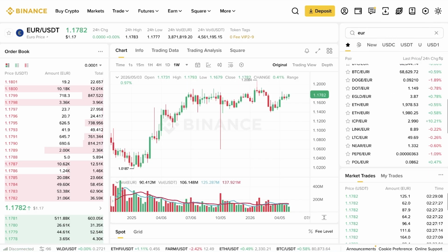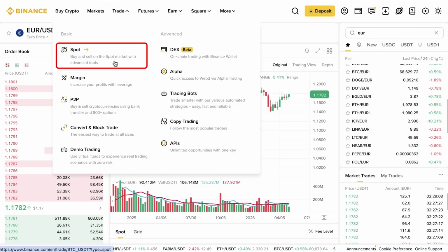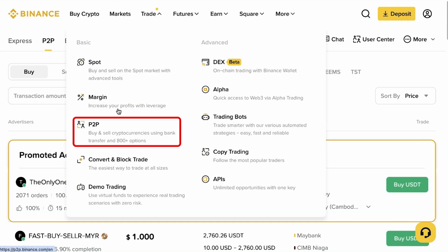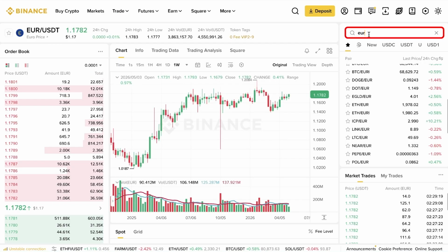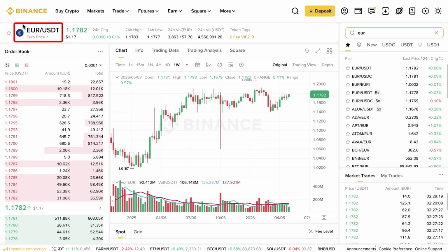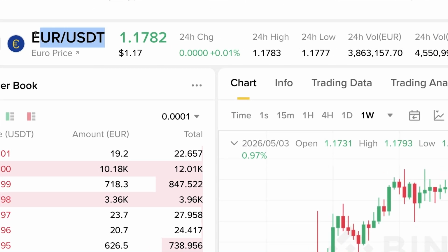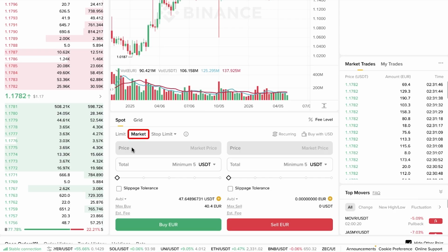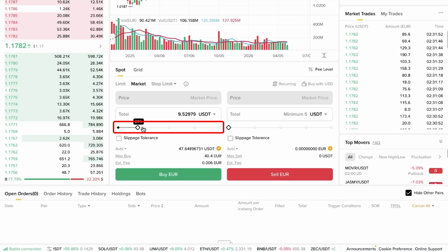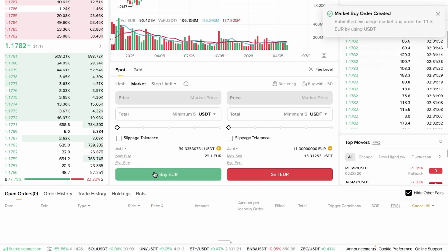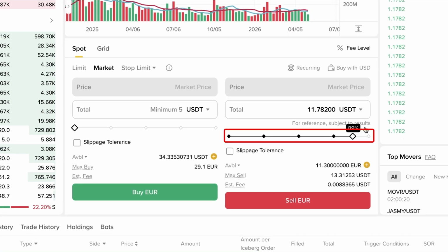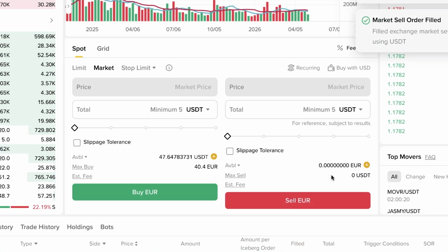There are two options: Binance Spot, right here under Trade and Spot, and the Binance peer-to-peer, which is found here under Trade and Peer-to-Peer. For example, here on the spot you can type euro on the right-hand side, and then you are able to trade between euros and USDT, which usually has the value of $1 US. Here you are able to trade by scrolling down a little bit. You can choose market order, scroll this one to the right, click buy euros, and that's how you execute the orders. In the same way, if you want to sell, you simply scroll this one to the right, click sell euro, and that's how it's done.